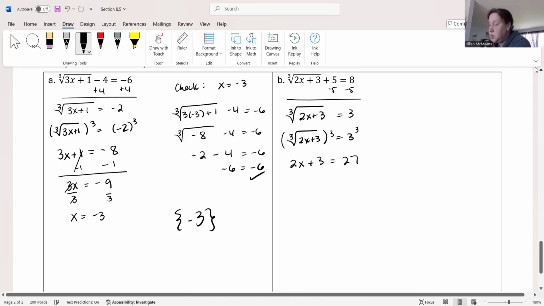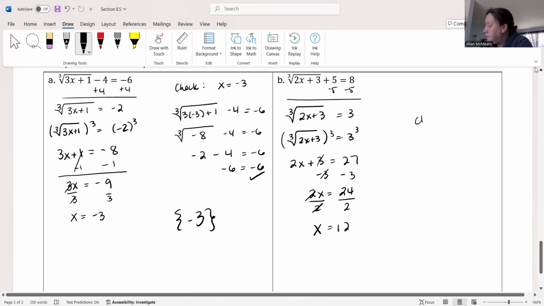We want to isolate the 2x, so I'm going to subtract 3 from both sides. 3 minus 3 is 0, so I get 2x minus 0 is just 2x, and that's going to equal 24. I'm going to divide both sides by 2. 2 divided by 2 is 1. 1 times x is just x. And then 24 divided by 2 is 12.